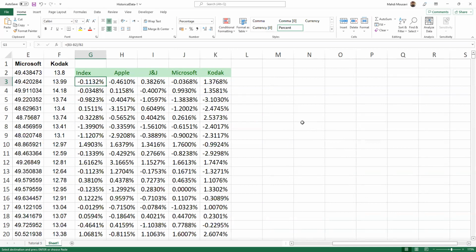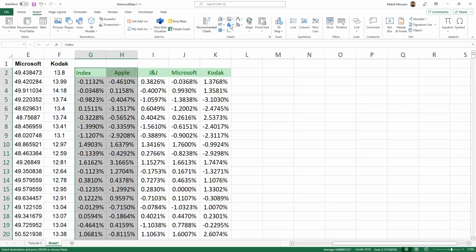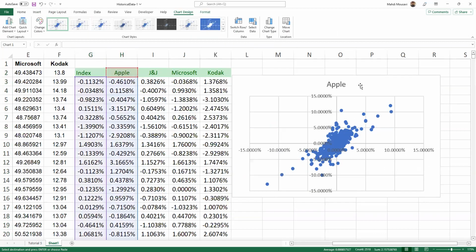But to illustrate what beta means, I'm going to draw a graph which represents the return of index and the stock return of Apple. So I'm going to select these two series. The first one is index and the second one is the Apple. Control Shift arrow down, so I select all the series and then insert chart, and here scatter. So as you see, I have got this scatter chart which represents the daily return of index and Apple in the same graph.